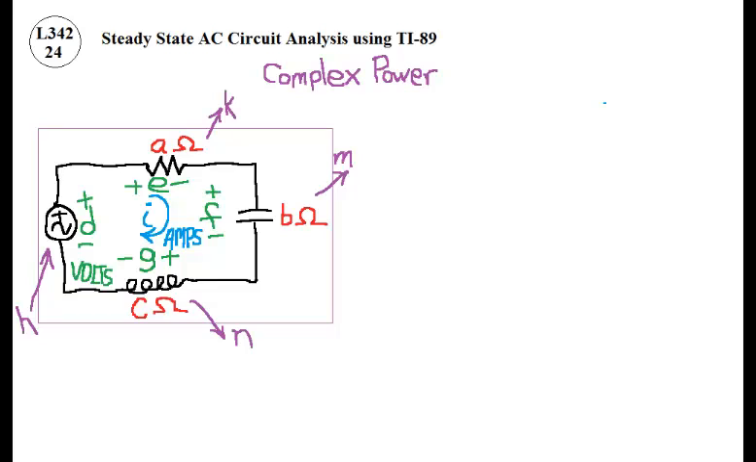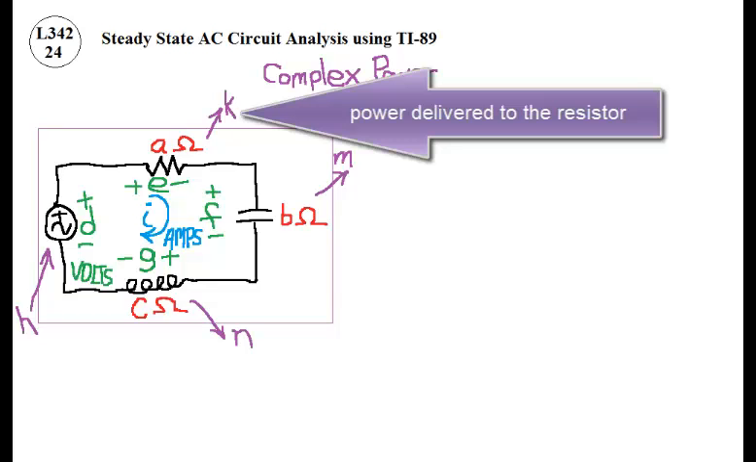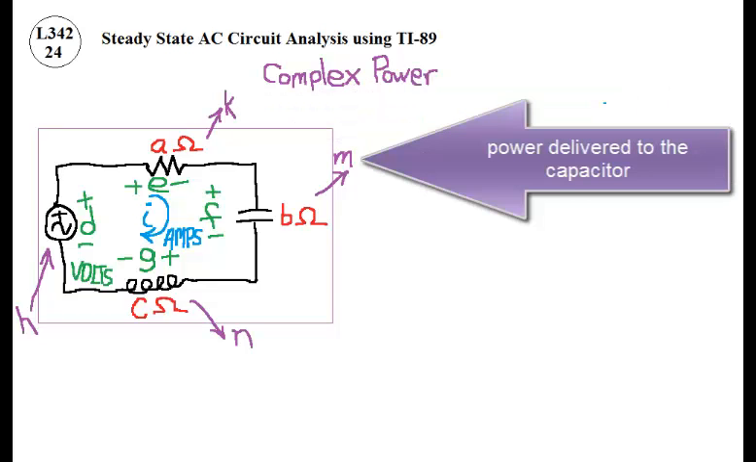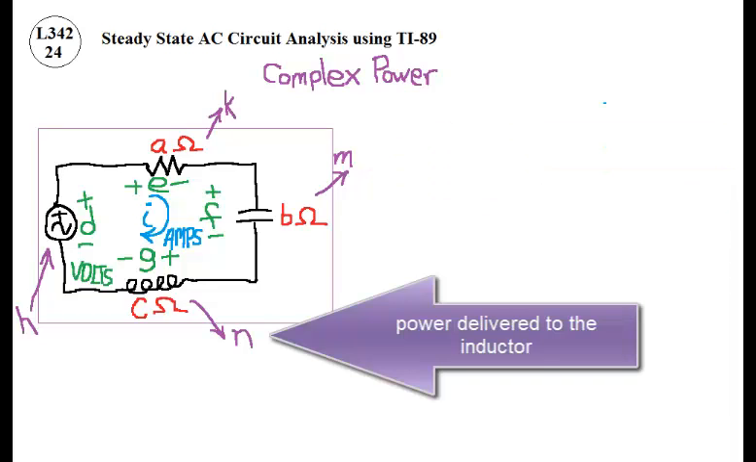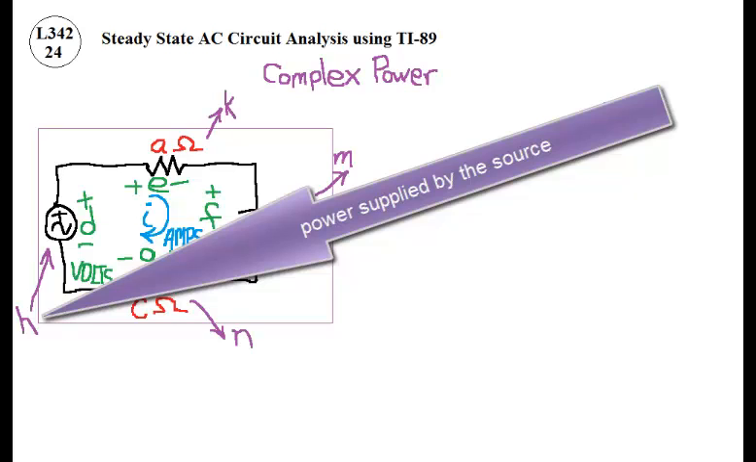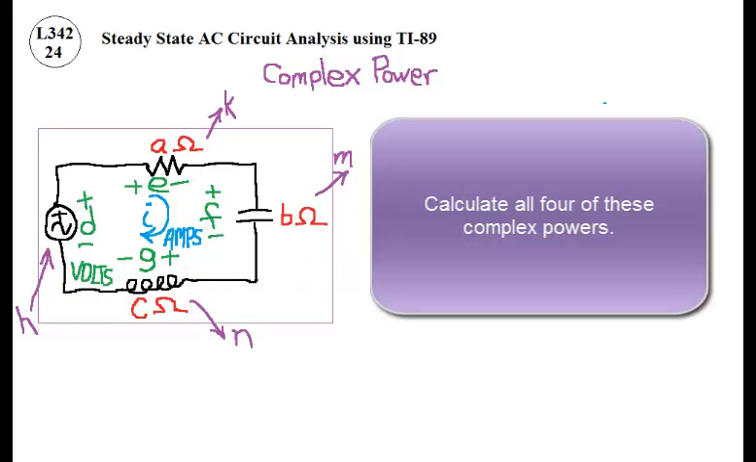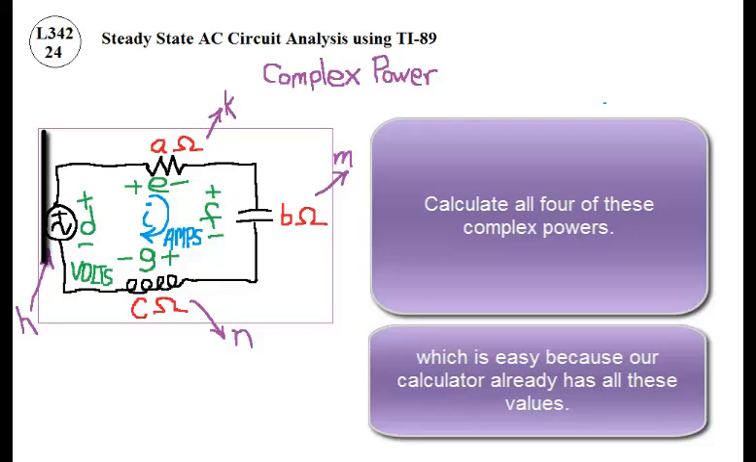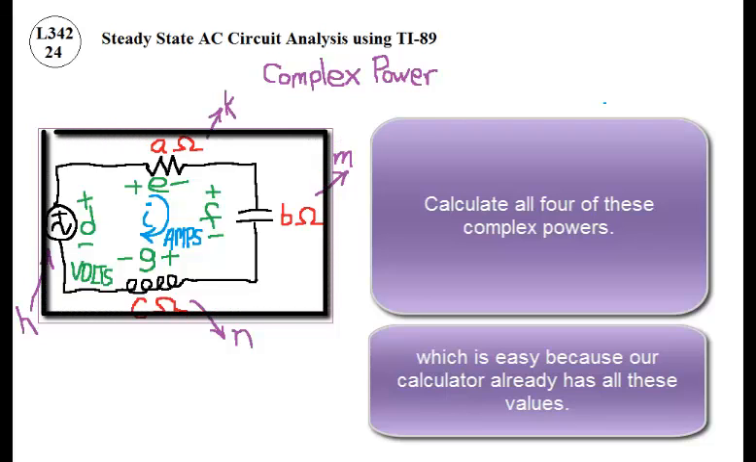Complex power. This is the power delivered to the resistor, and the power delivered to the capacitor, and the power delivered to the inductor, and the power supplied by the source. Calculate all four of these complex powers, which is easy because our calculator already has all these values.